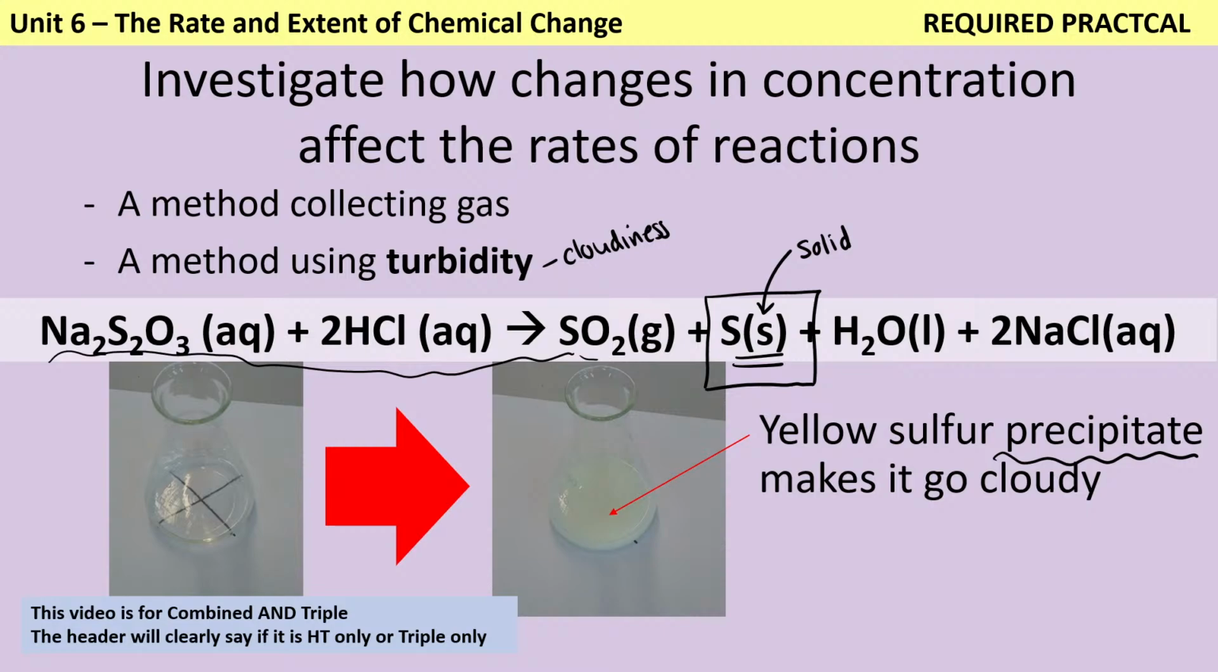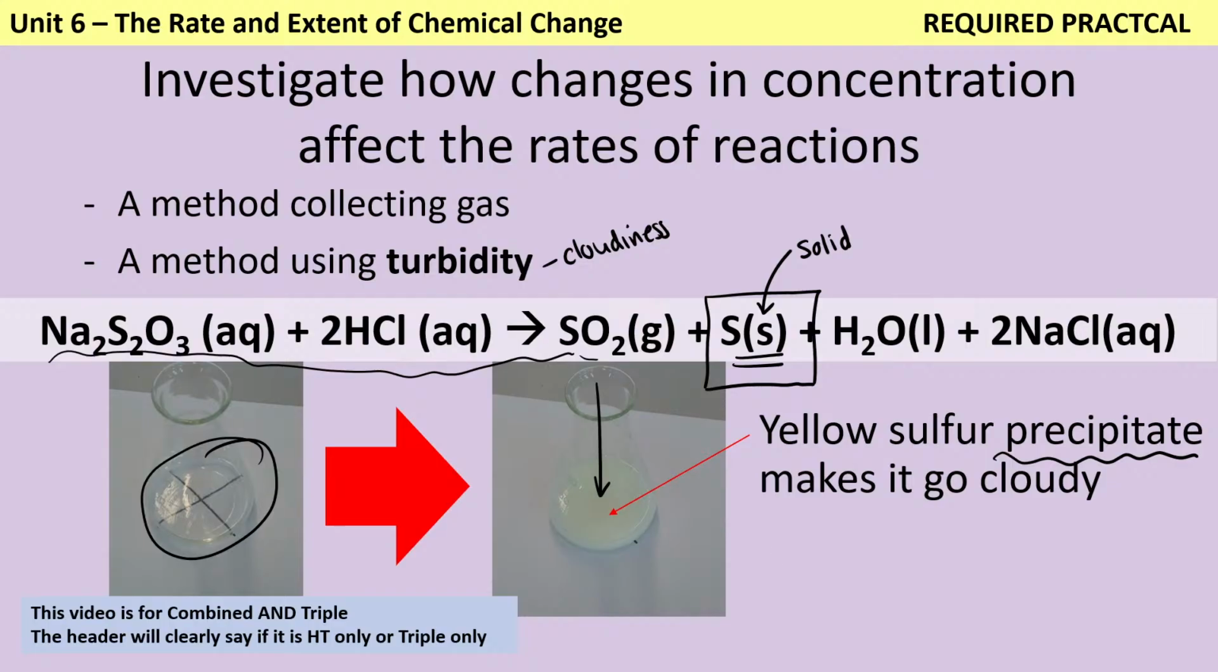What you usually do is you have a cross on a piece of paper, which you can see here, and you look at it from above and you see how long it takes until you can't see that cross anymore. This is a perfect opportunity for them to ask you about ways you could improve this experiment. So you could talk about the fact that humans are very subjective.